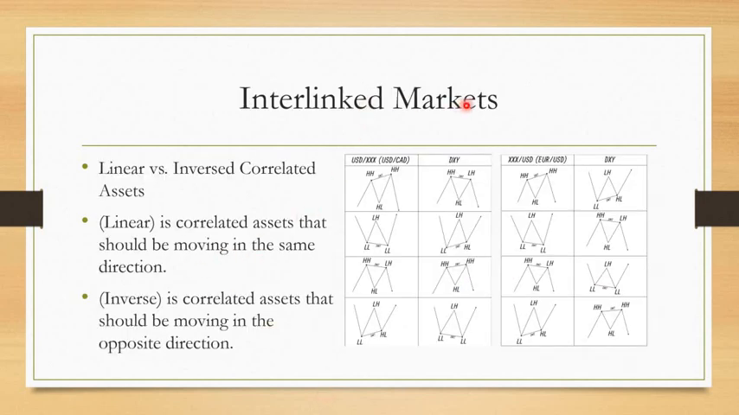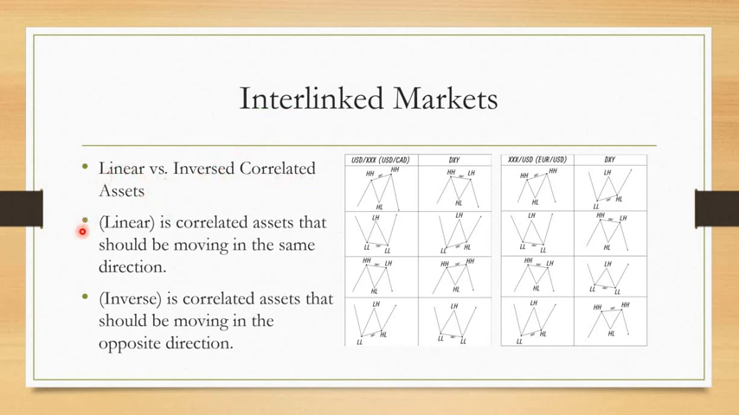So, interlinked markets. Interlinked basically means they're correlated. They have a connection between the two markets. That means they should have some type of connection between the two. There are two types of interlinked markets: linear and inverse correlated markets.